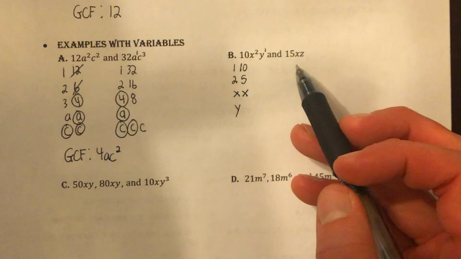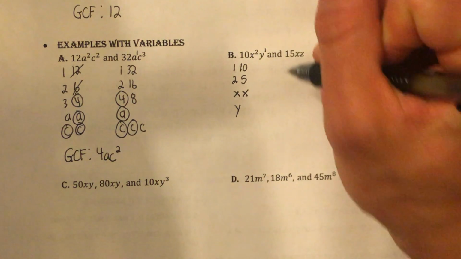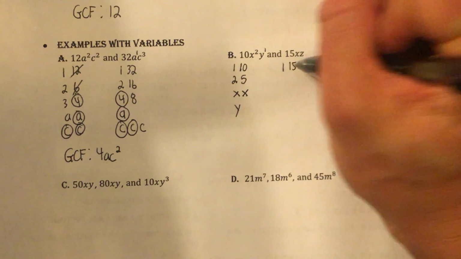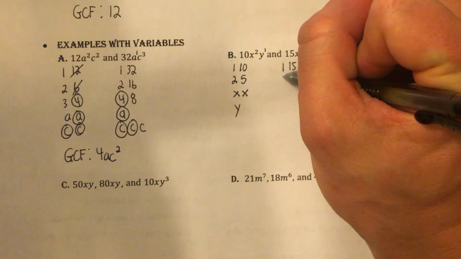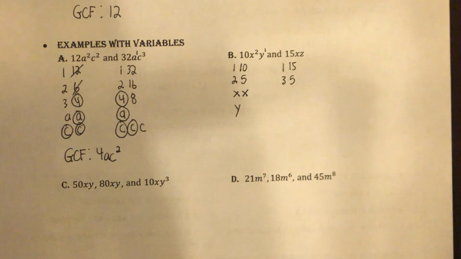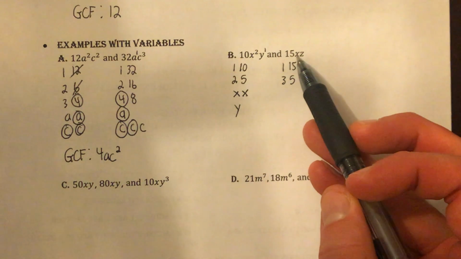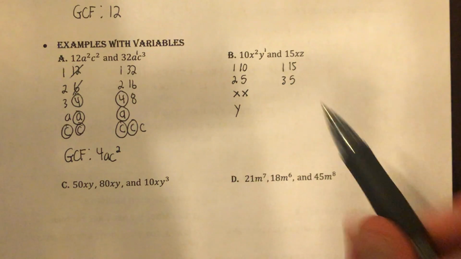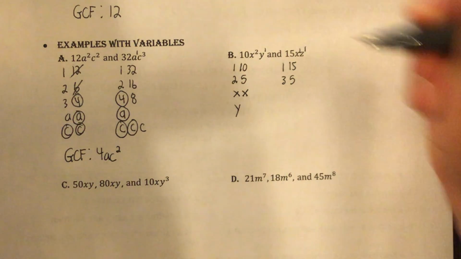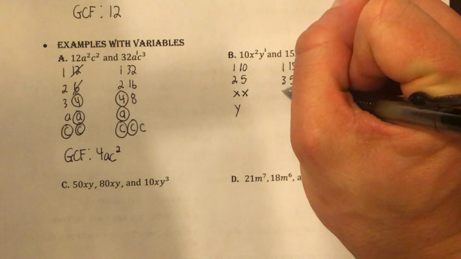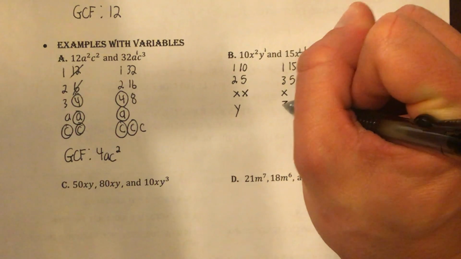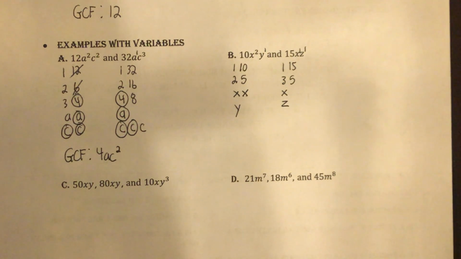Now next list, 15xz. Start with the 15, so 1 and 15. 2 doesn't go in, 3 and 5, 4 doesn't go in, and 5 is already on my list. So now I need to go in, I've got xz, both of those have an exponent of 1 if we were to write them in. So I need 1x right here and 1z below there.